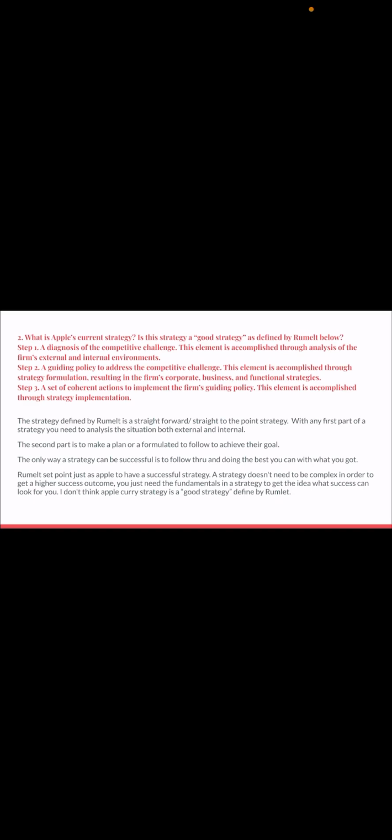Here, the strategy defined by Wolf is a straightforward, to the point strategy. With any strategy, the first part is that you need to analyze the situation, both external and internal. The second part is to make a plan or a formula to follow to achieve your goals. The only way a strategy can be successful is to follow through and do the best you can with what you've got. Wolf said a successful strategy doesn't need to be complex in order to get a higher success outcome. You need the formula in the strategy to get the idea of what success can look like. I don't think Apple's current strategy is a good strategy as defined by Wolf.